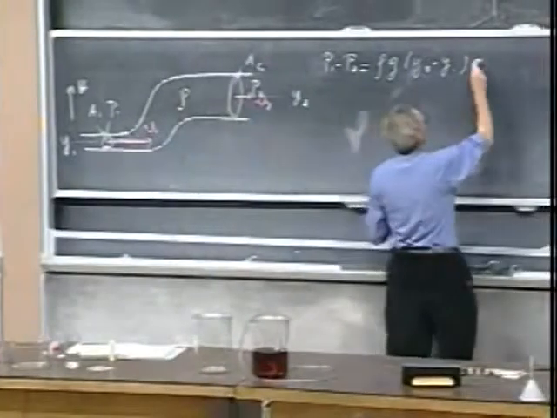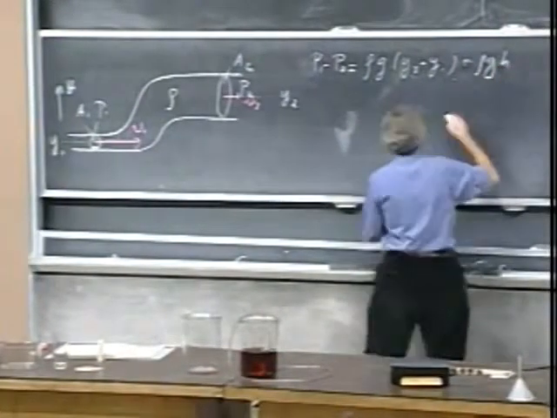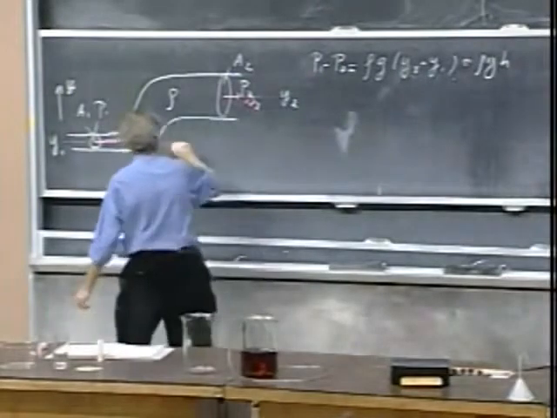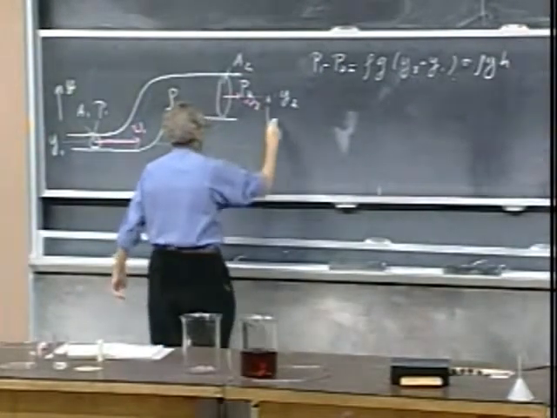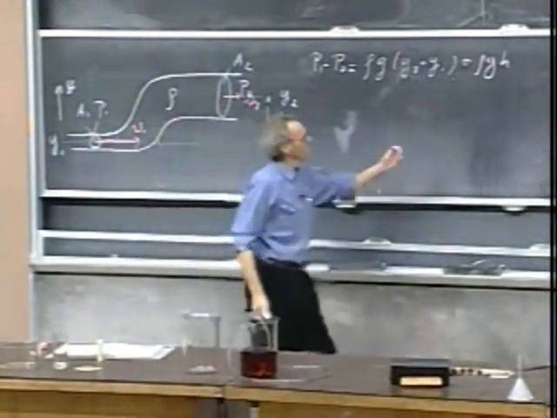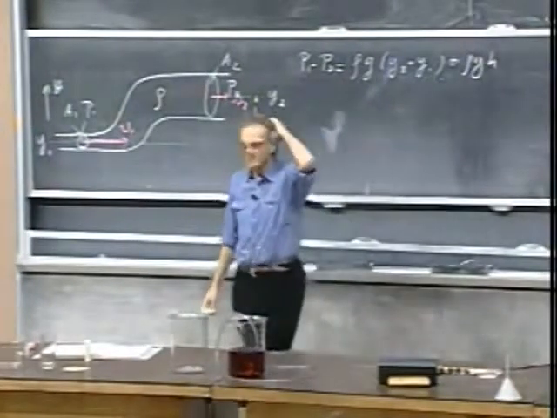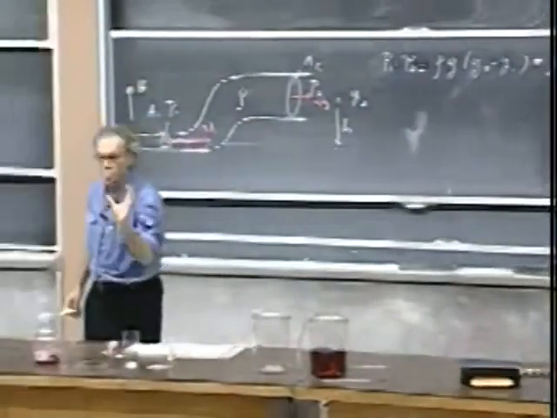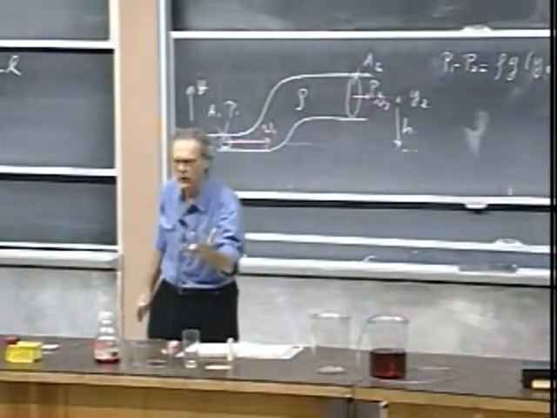This is also, if you want to, rho GH. If you call this difference H, rho GH. That reminds me of mgh. mgh is gravitational potential energy.